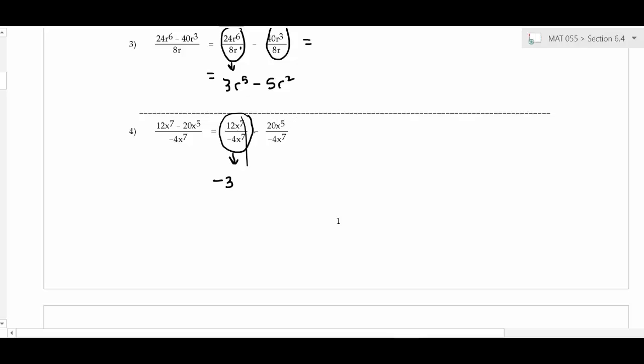All right, now notice on this one, you've got to be careful. See, you have subtracting a negative. You have 2 negatives, so that's going to make that addition. You're subtracting a negative number, so that's going to become addition. And then 20 divided by 4 is 5.